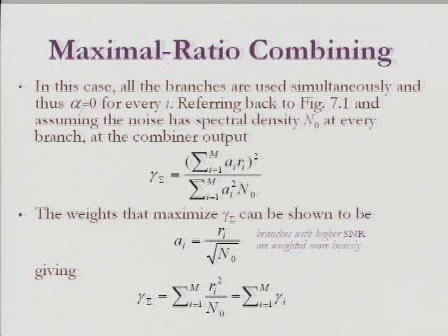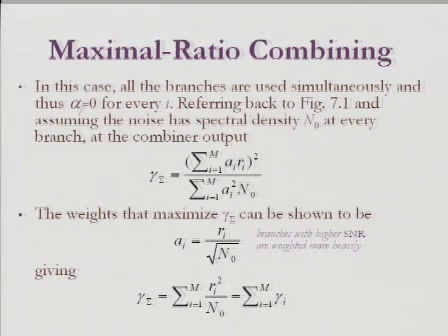Here it is, the summation of the a_i squares times n_0. That's gamma sigma, still a function of the a_i's. Now, which are the a_i's that maximize this ratio? So which are the best coefficients so that the SNR after the combining is maximized? Well, it's not easy to do, except for two antennas, where you can do it by hand.